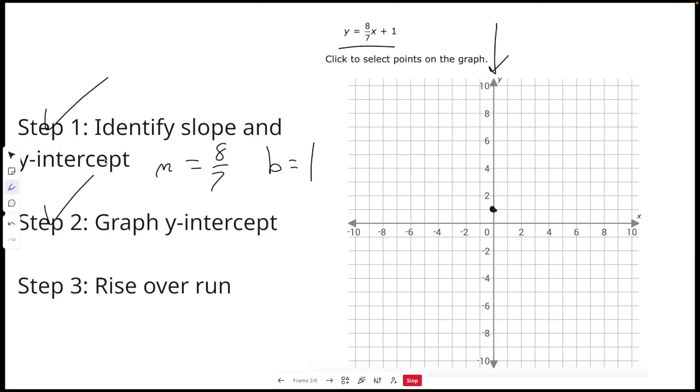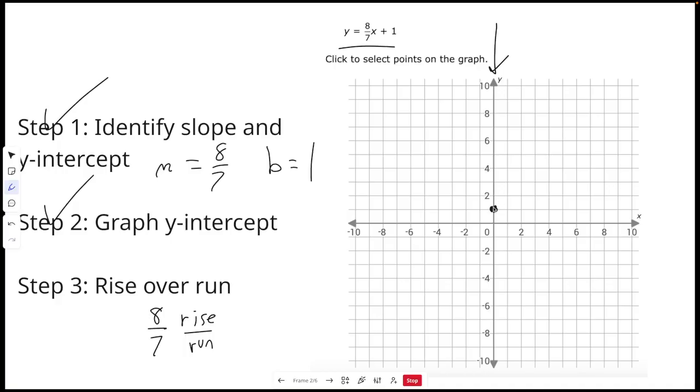Step three, rise over run. So remember, the definition for slope is rise over run. So we're going to 8 rise, 7 run. And this is really important. This is the really, really important part, okay? You count from wherever you put your y-intercept. So I'm going to put my pencil where I put my dot, on the y-intercept of +1.